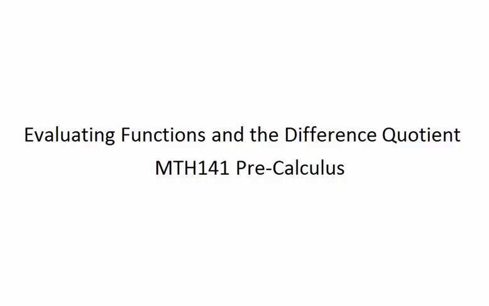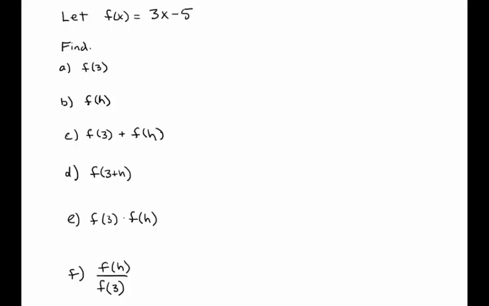In this video, we're going to be evaluating functions and looking at the difference quotient. In this first example, we're going to evaluate the function f of x is equal to 3x minus 5. In our function, x is our independent variable. And when we're evaluating a function, we're going to place whatever is inside the parentheses in for each independent variable in the function. In this case, we only have one independent variable.